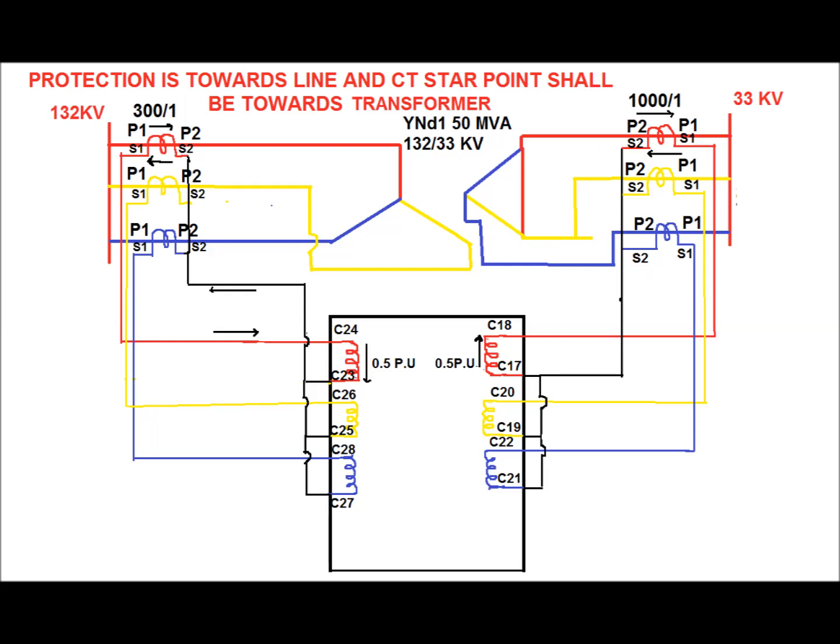For 50% load, the primary current and secondary current seen by the relay will be 0.5 per unit from the direction C24 to C23. For the LV side, for 50% full load current, it will be in the direction from C17 to C18. The magnitude of the current is the same but opposite in direction, therefore ID will be 0 and I bias will be the average of the two, that is 0.5 per unit.